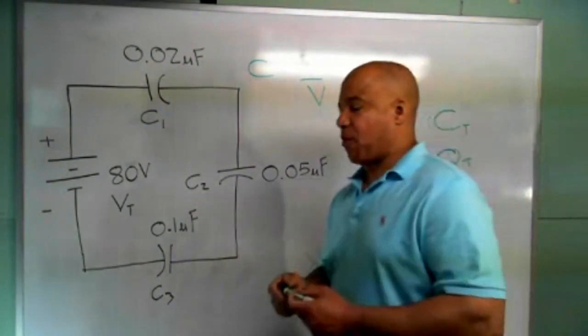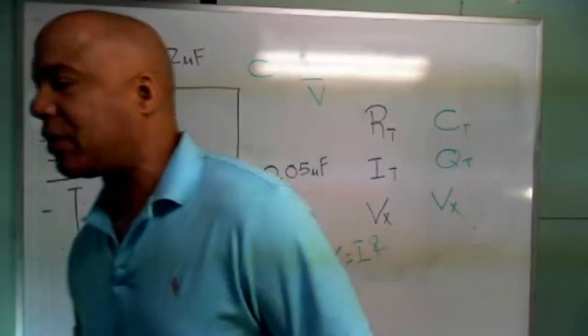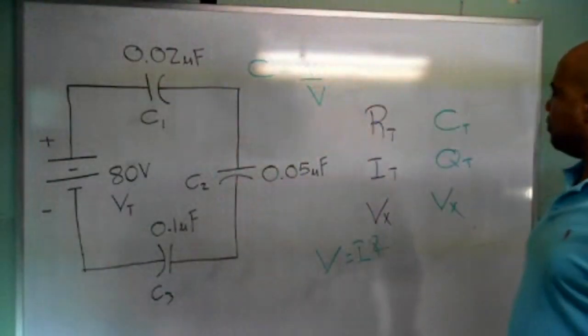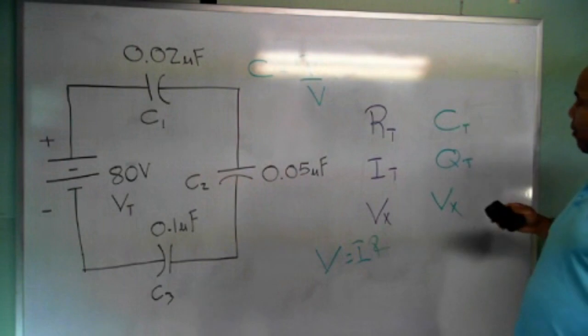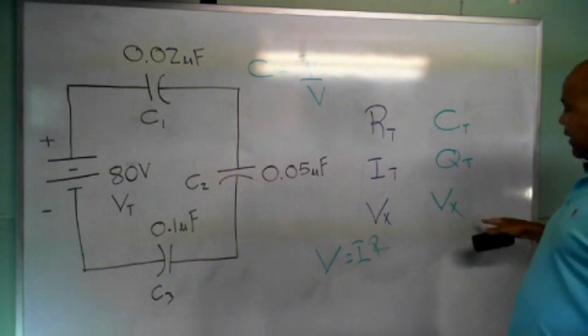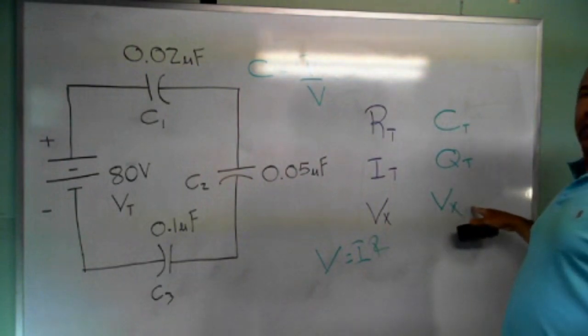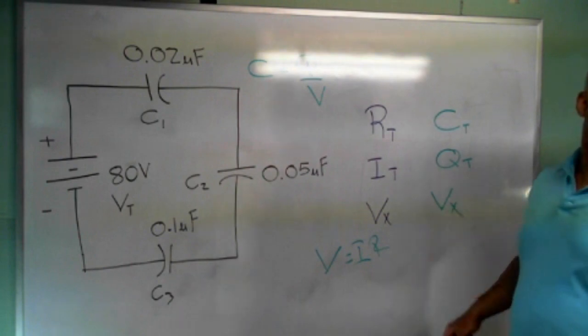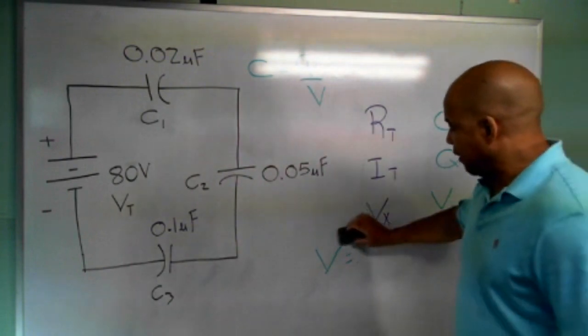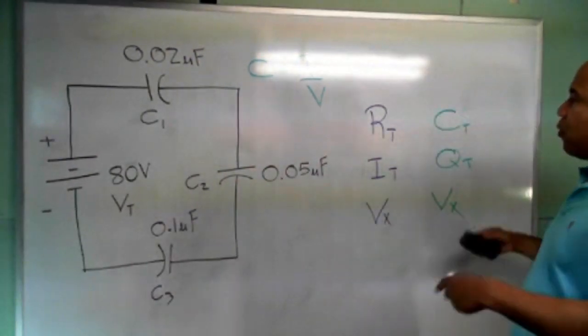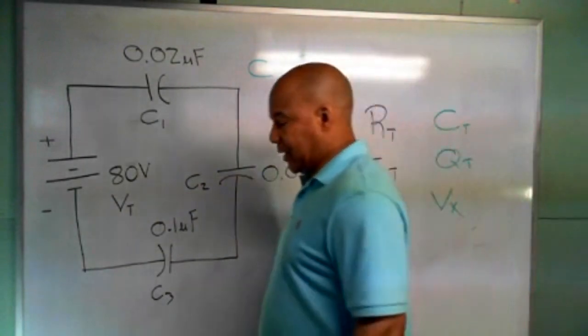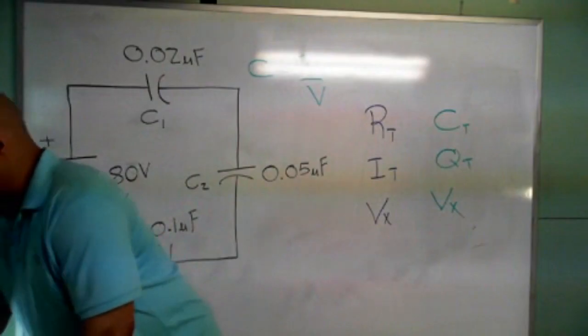So I want to be quiet for a minute. I want you to think about how you would start to solve this. What would you do to get CT? What would you do to get QT? And then use that QT to give you the voltages across each capacitor. I'm going to be quiet for a couple minutes. If you have pen and paper, go ahead and start to work this out a little bit. And then we'll get back and we'll do them together.